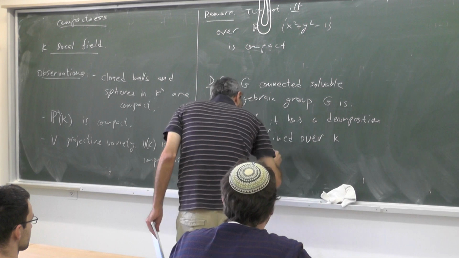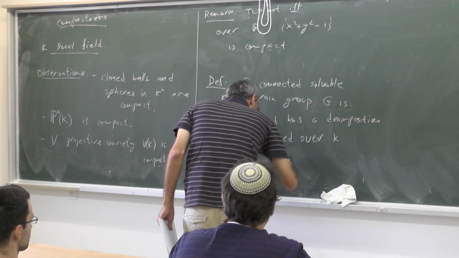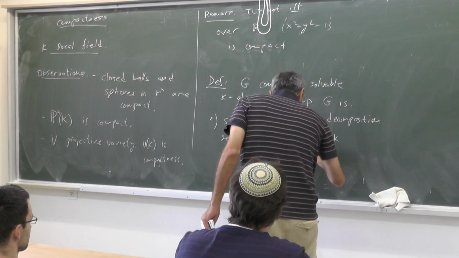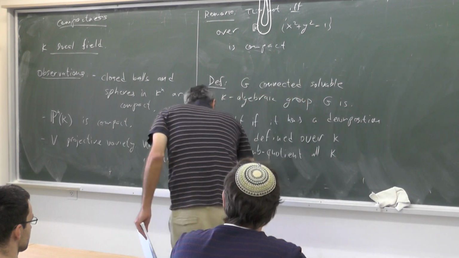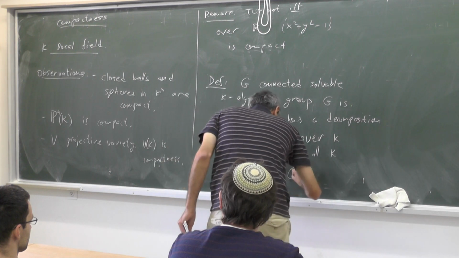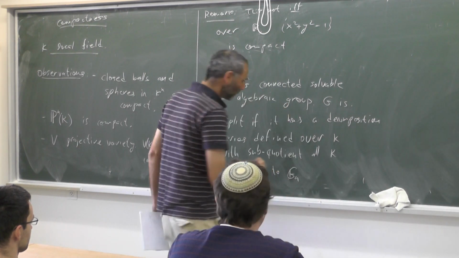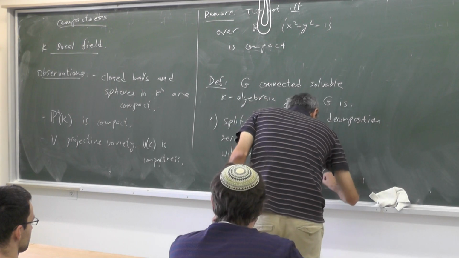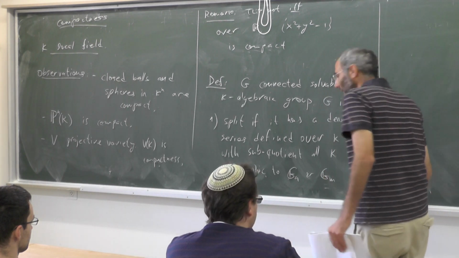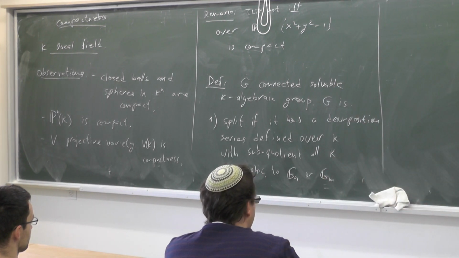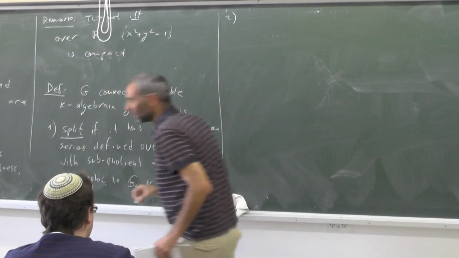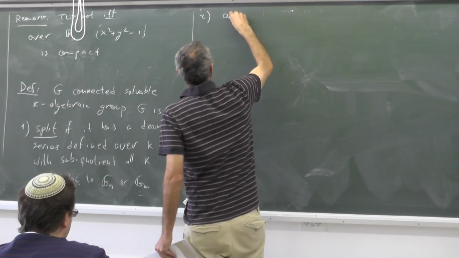with subquotients, like that, all K-isomorphic to the additive group of the field or the multiplicative group. And I will give examples in a minute. This is only one though. Two. So G is split. G is anisotropic.